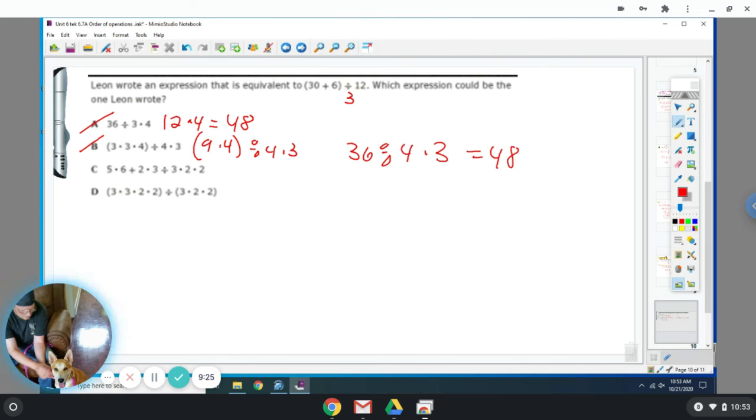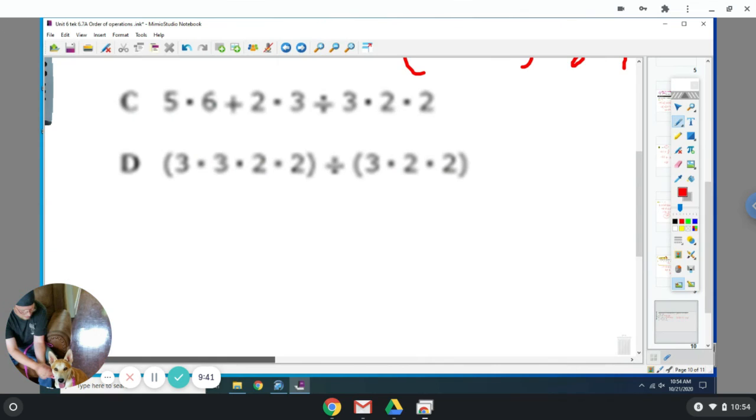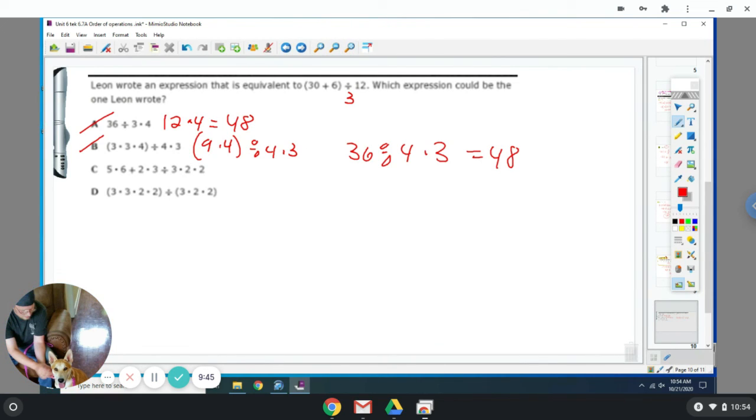Now we have 5 times 6, and I believe that's times 2, or divide by 2, I don't know. It looks like it's add. Sorry guys, I don't know why it's so blurry. I'm going to assume that says add. So we're going to do 5 times 6, which is 30, plus 2 times 3, divide by 3 times 2 times 2.